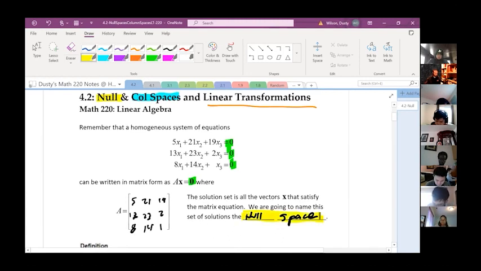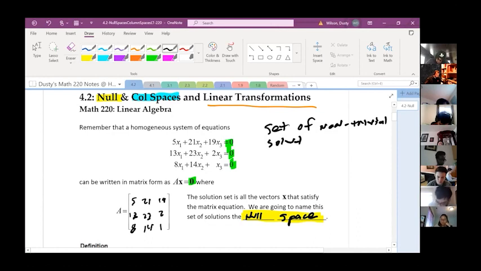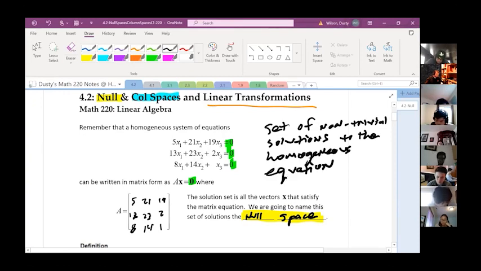Maybe you're wondering, what did we just do? What we said is that the set of non-trivial solutions to the homogeneous equation is the null space of A. Phrased another way, writing "set of non-trivial solutions of the homogeneous equation" is a lot of words. Null space of A is a lot more concise, saying the exact same thing.